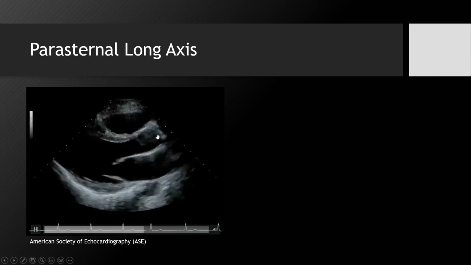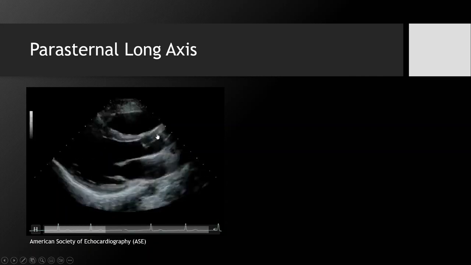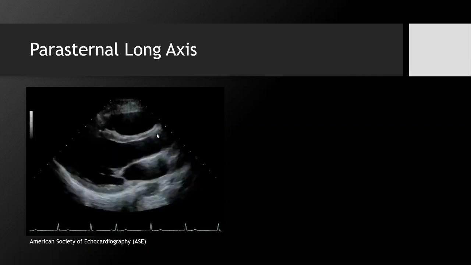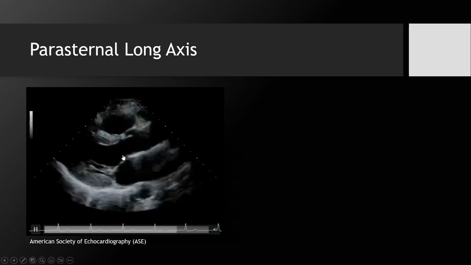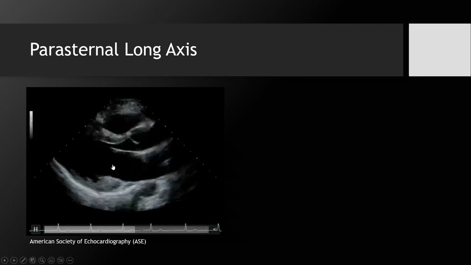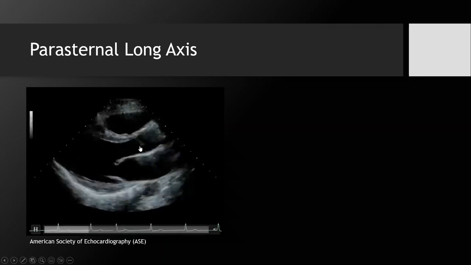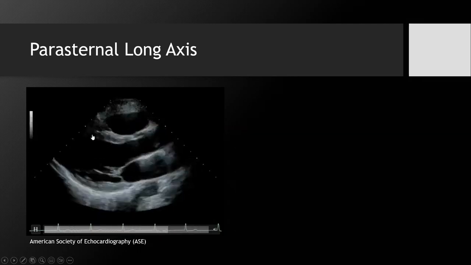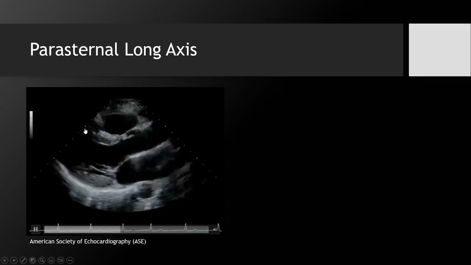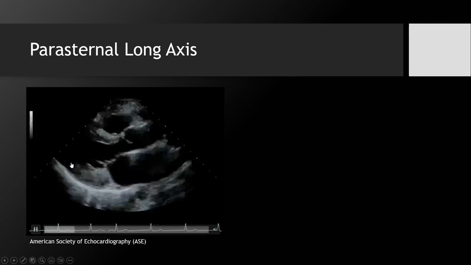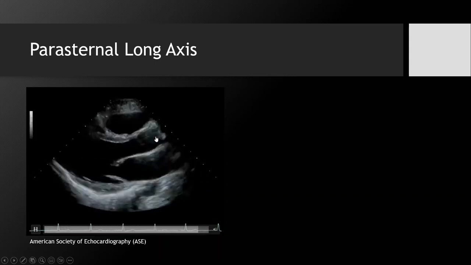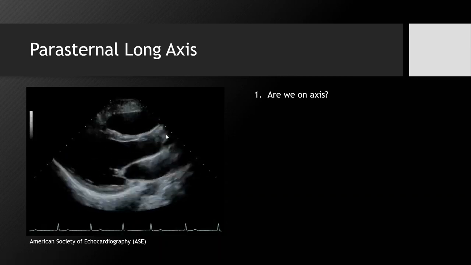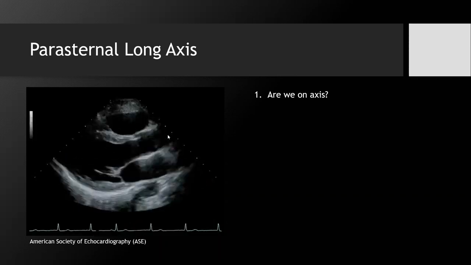And the first question before we discuss the RV again is, are we on axis? To quickly review, you're able to see both valves opening and closing. You're seeing them head on. You're seeing the aortic valve closing with the coaptation point in the middle here. You're seeing about two-thirds of the left ventricle, and you're not seeing the apex. So as far as we can tell, this is a parasternal long axis view that is on axis.